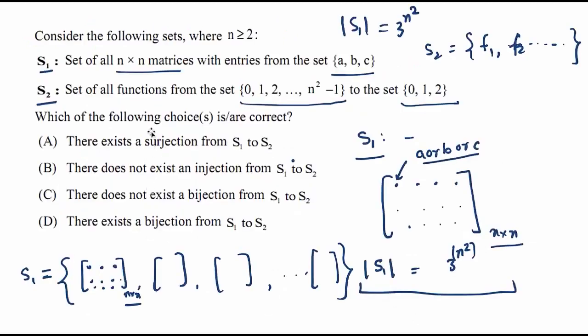Now let's see what they are asking. They are asking whether there is a surjection between S1 and S2. To see that, let's first see when surjection, bijection or injections are possible, and how it is related to the cardinality of the sets, right?